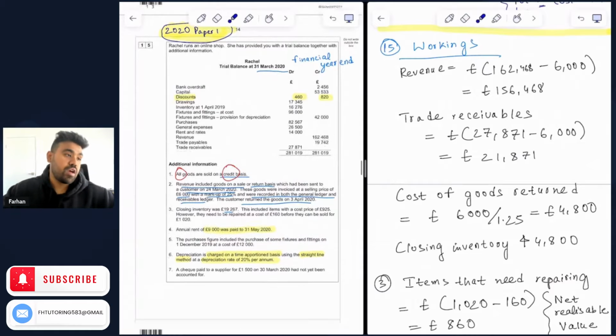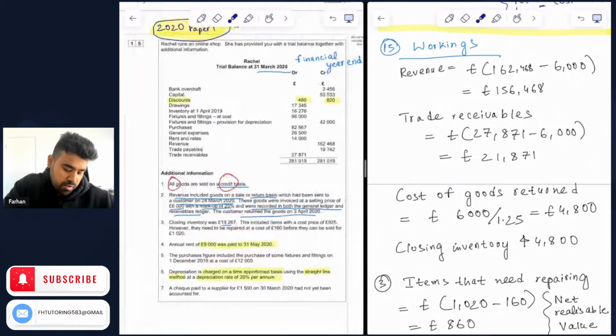So starting with the first additional information, all goods are sold on a credit basis. What about information number 2? Revenue included goods on a sale or return basis, which had been sent to a customer on 24 March 2020. These goods were invoiced at a selling price of £6,000 with a markup of 25% and were recorded in both the general ledger and receivables ledger. The customer returned the goods on 3rd April 2020.